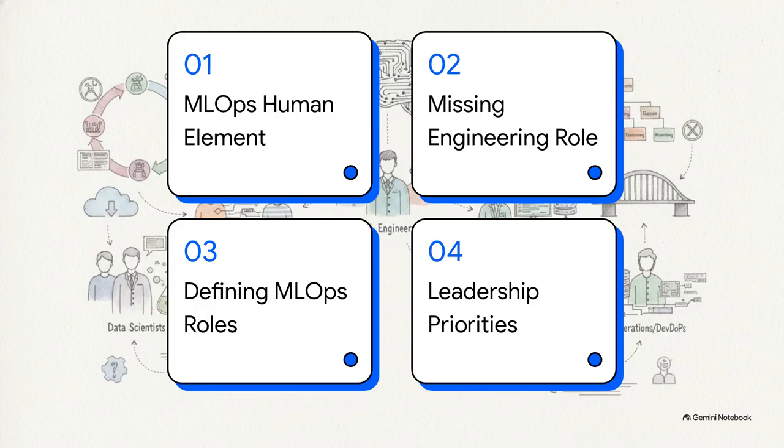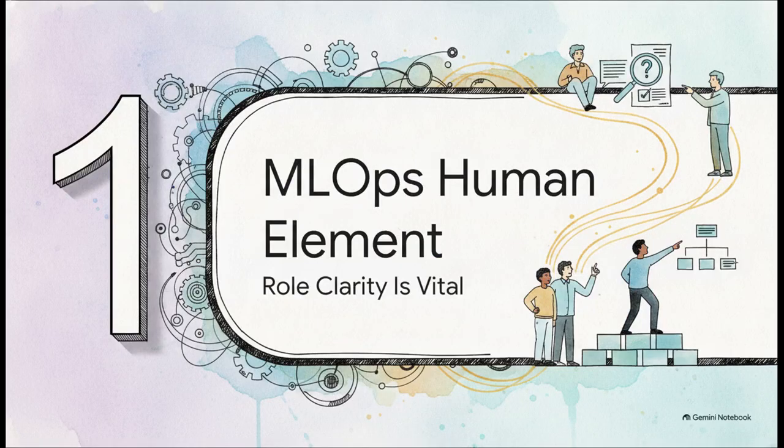Okay, let's look at today's agenda. We've got 1. The MLOps human element. 2. The missing engineering role. 3. Defining MLOps roles. And 4. Leadership priorities. Let's jump right in. Section 1. The MLOps human element. Why role clarity is non-negotiable.